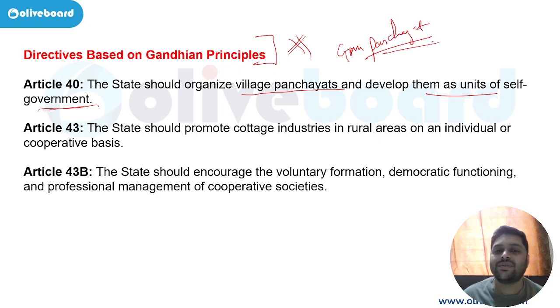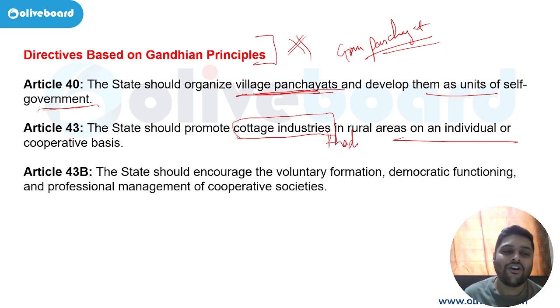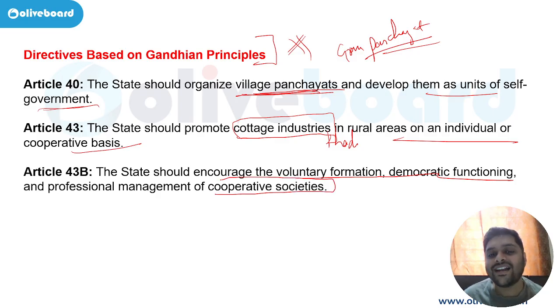So, Gandhian principles deal with gram panchayat, village panchayat. The state should organize village panchayats. The state should promote cottage industries. Remember Khadi? Yes. In rural areas, on an individual or cooperative basis. The state should encourage the voluntary formation and democratic functioning of cooperative societies. So see how much stress Gandhian principles are giving to rural areas, cooperative societies, and cottage industries.